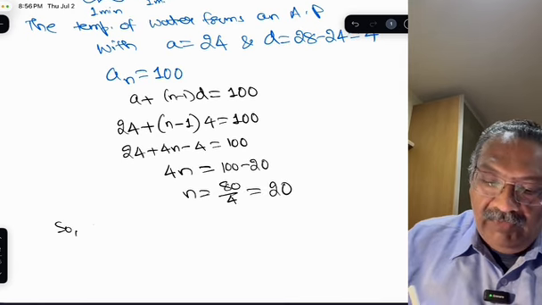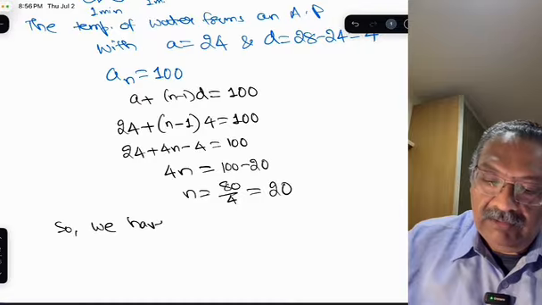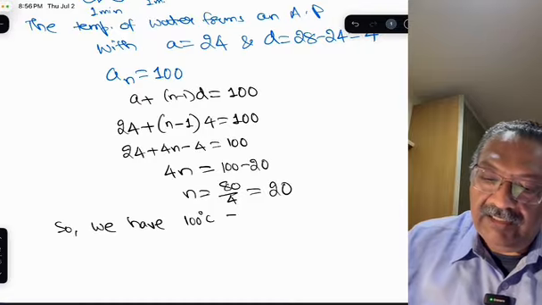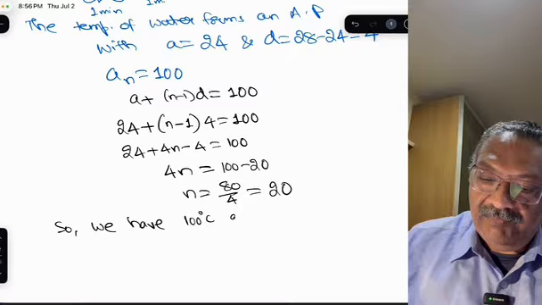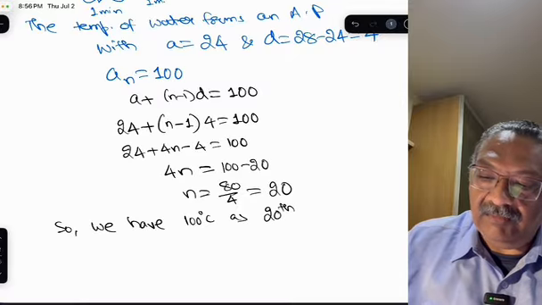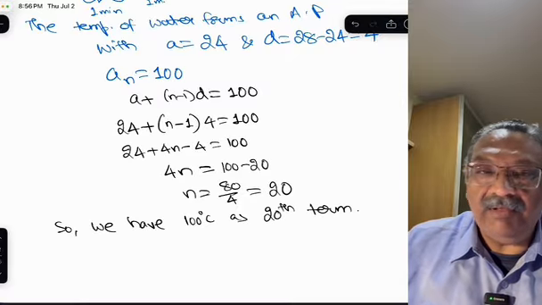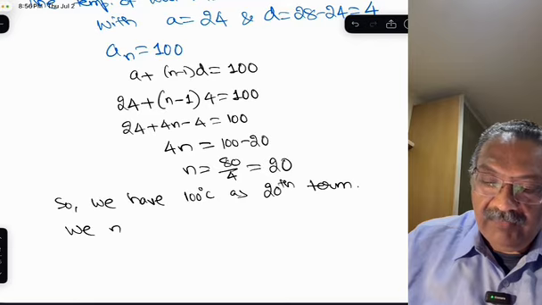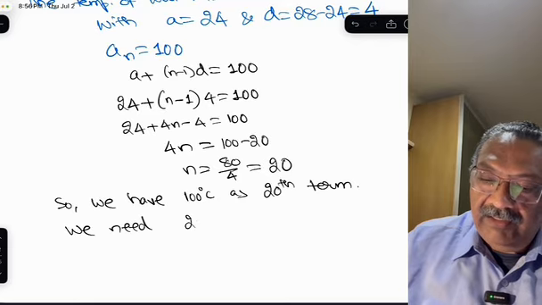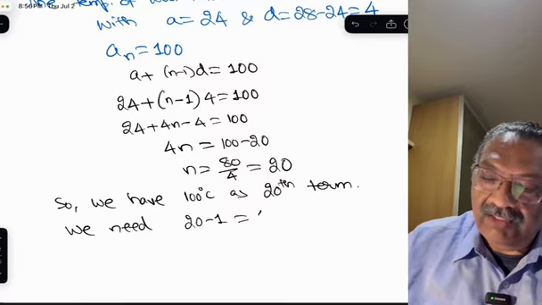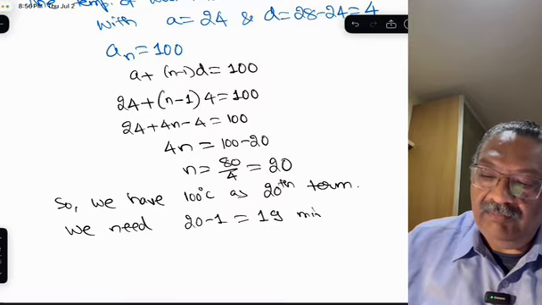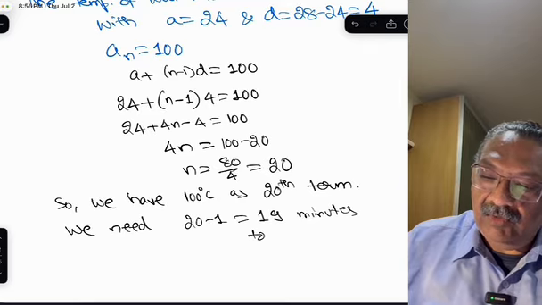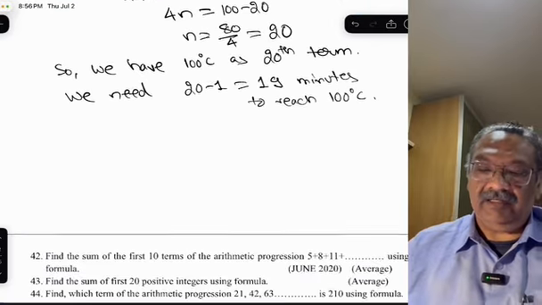So we have 100 degrees centigrade at the 20th term. For the 20th term to come, we need 20 minus 1, which is equal to 19 minutes to reach 100 degrees centigrade.